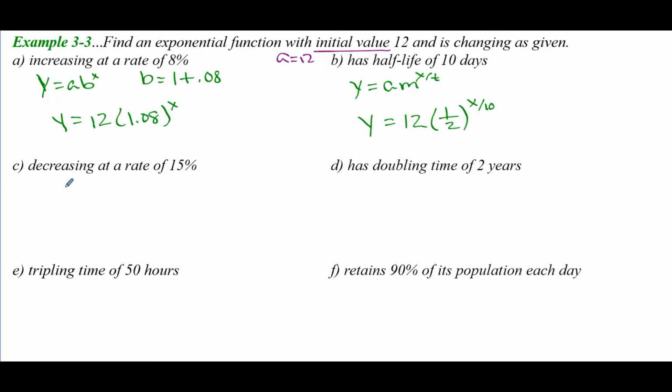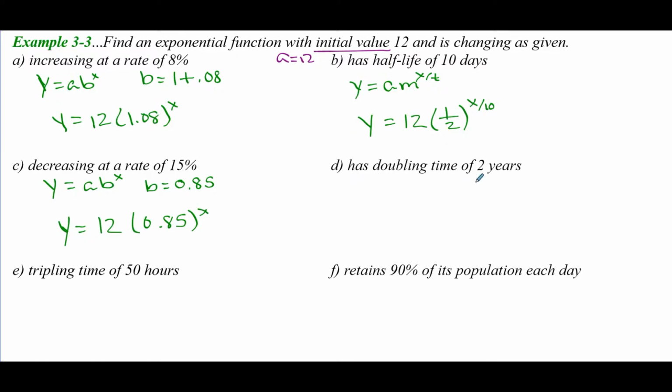In question C here, we're decreasing at a rate of 15%. So this is where we have to be really careful. When we're doing a situation that is decreasing, since they gave us the percent of change, we're going to use this y equals ab to the x. So we have to be careful with B. B has to be the percent remaining. So if I'm decreasing at a rate of 15%, I'm losing 15%, which means I'm keeping 85%. So I'm going to use 0.85. So then I'm going to go y equals, again, my a value is 12, 12 times 0.85 to the x.